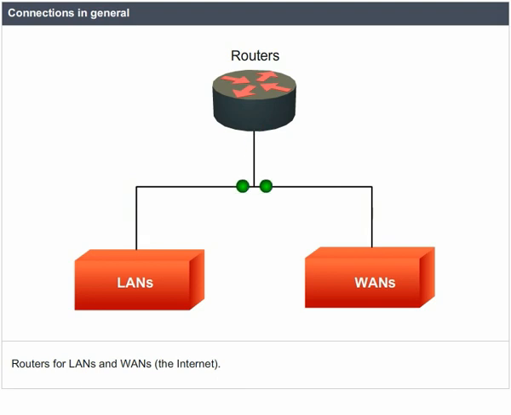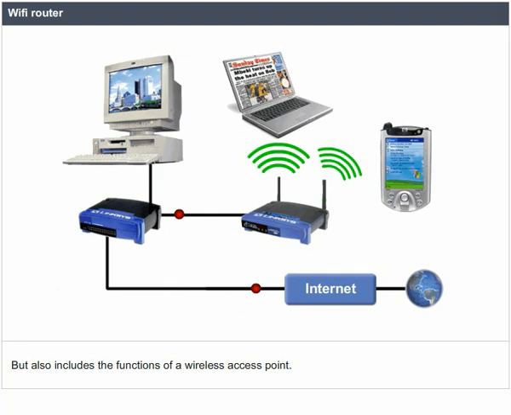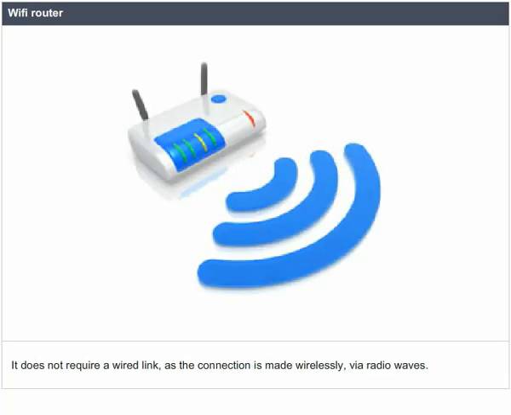The Internet. Wi-Fi router. A Wi-Fi router is a device. It performs the functions of a router, but also includes the functions of a wireless access point. It is commonly used to provide access to the internet or a computer network. It does not require a wired link as the connection is made wirelessly via radio waves.